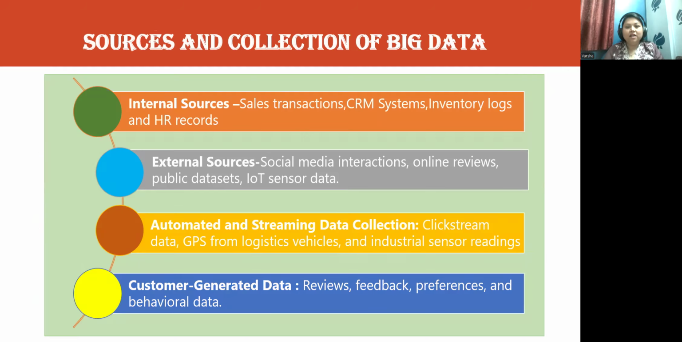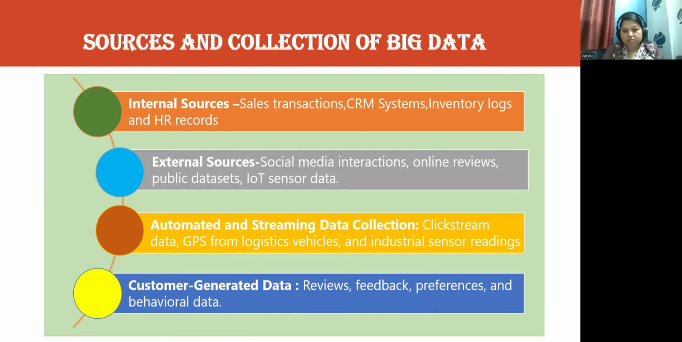Next, let us understand the various sources and collection of big data. So there are four sources for big data: internal sources, external sources, automated and streaming data collection, and customer generated data. Now let us see one by one. First, internal sources: sales transactions, CRM systems, inventory, and HR records. So these are some of the internal sources. For example, a retail chain tracks purchase histories to optimize stock levels and identify seasonal trends.